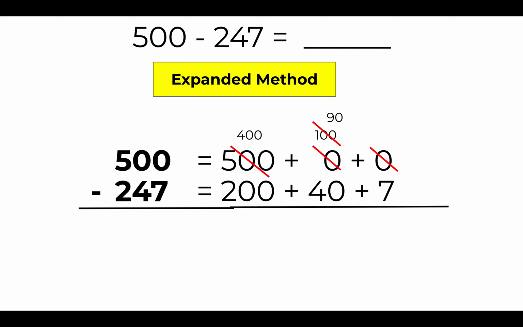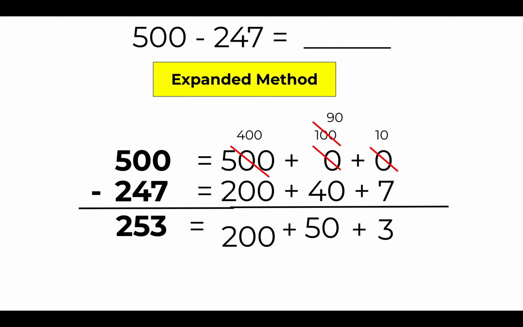So I left behind a value of 90. 100 minus 10 equals 90. I'm only taking 10 with me because all I really need here are 10 ones. 10 minus 7 equals 3. 90 minus 40 equals 50. And 400 minus 200 equals 200. My final answer again is 253.